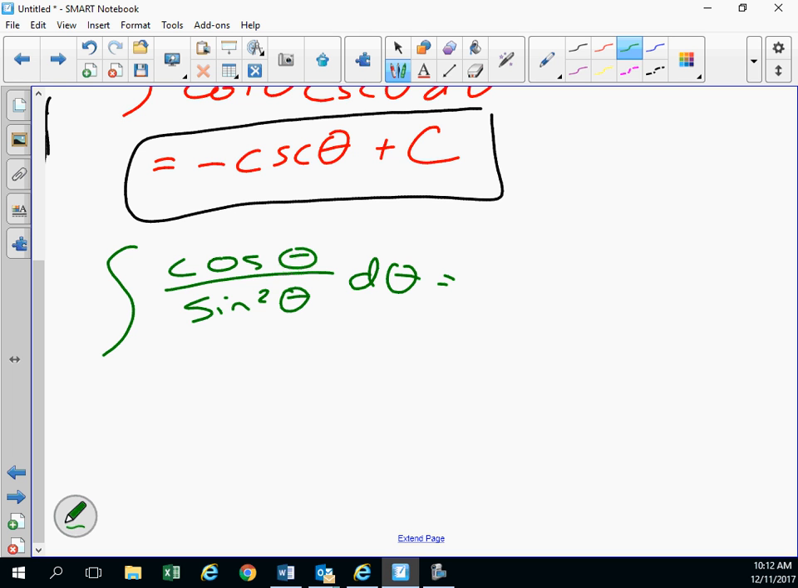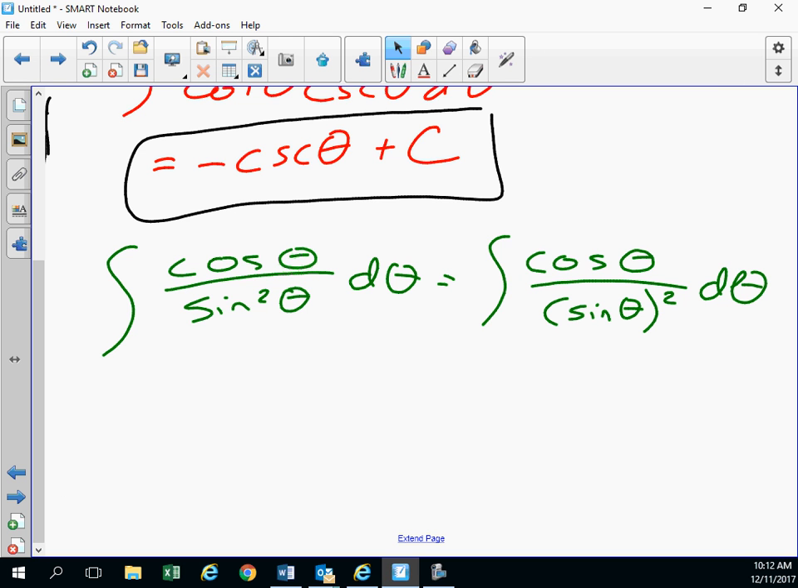I am going to write it as the quantity sine theta, the quantity squared. It's the exact same thing. It means the exact same thing. Sine squared theta and sine theta quantity squared are the exact same things. But I wrote it like this for a reason. Because when you see this, what do you think?